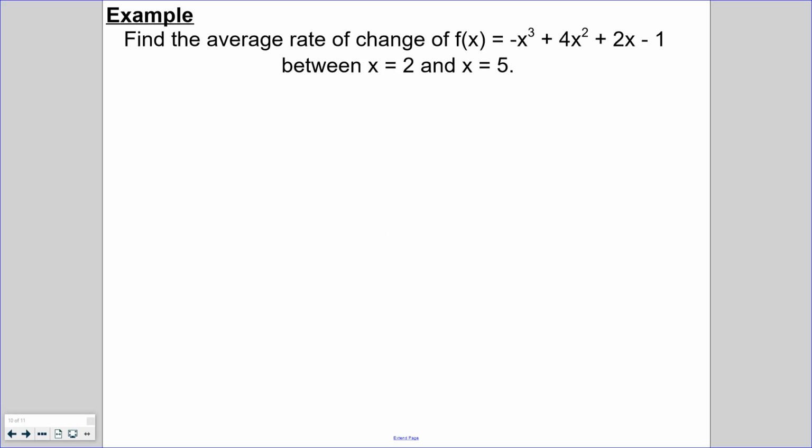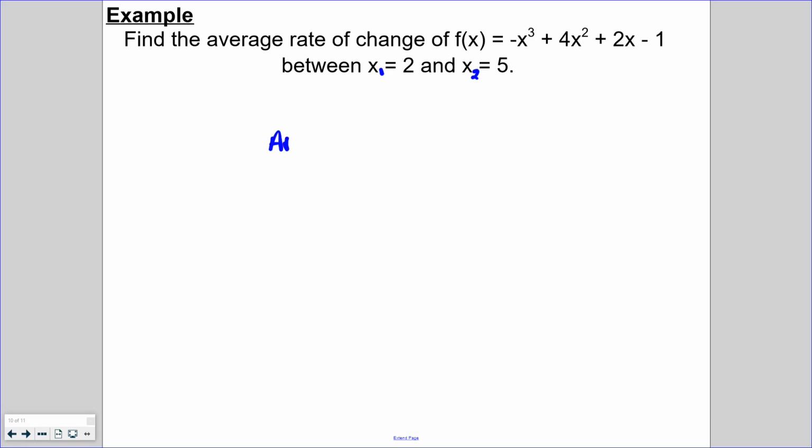All right, next up, we want to find the average rate of change of f of x equals negative x cubed plus 4x squared plus 2x minus 1 between x equals 2 and x equals 5. So same type of problem, it's just worded a little bit differently. Instead of being given the interval in interval notation, we are given the interval with specific points, x equals 2 and x equals 5. Alright, so from here, we can see that x sub 1 is going to be 2, and x sub 2 is going to be 5.